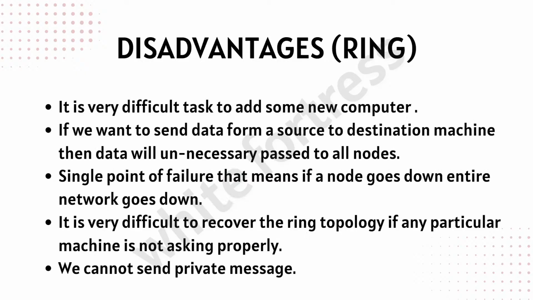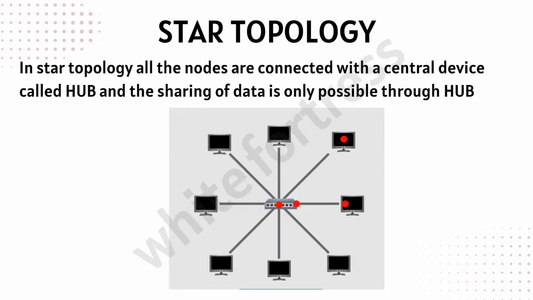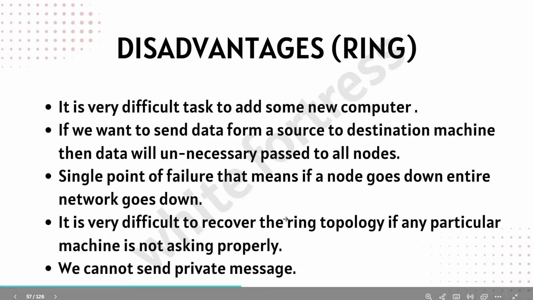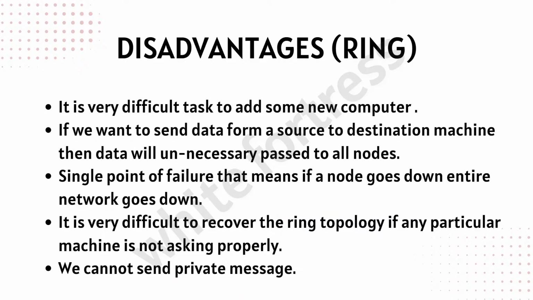If one machine is compromised, wouldn't it put every other system at risk? Yes, these are very insecure networks. Bus topology, ring topology, and star topology, if we are using a hub, are very insecure networks.